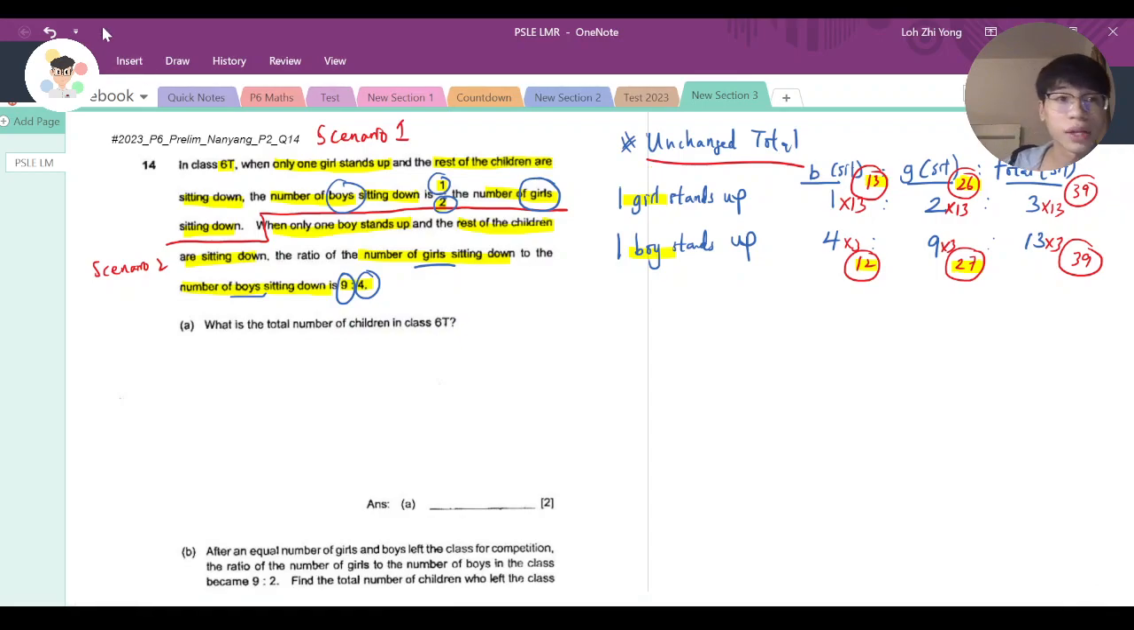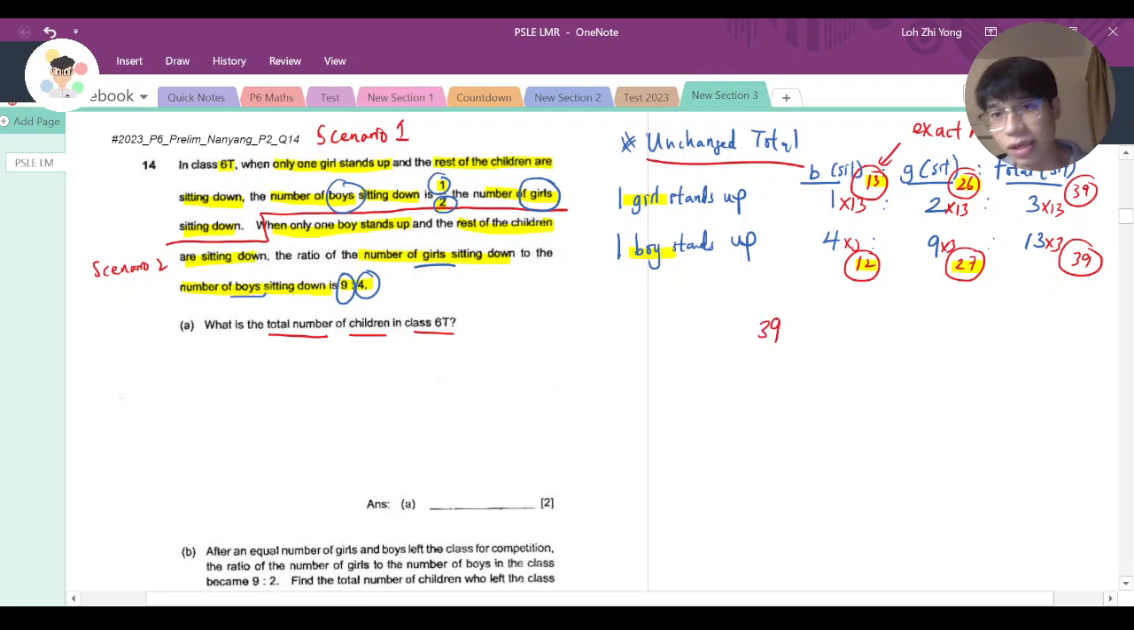And you actually know what? It means that the new ratio that we're expecting here is actually the exact number of students described here. It's not the ratio, it's the exact number of students. So, part A. What is the total number of children in the class? Teacher, 39. That's all. No, no, no. 39 is the total number of persons sitting down.